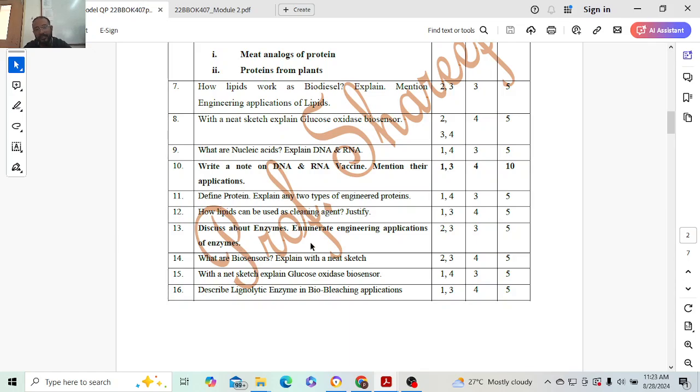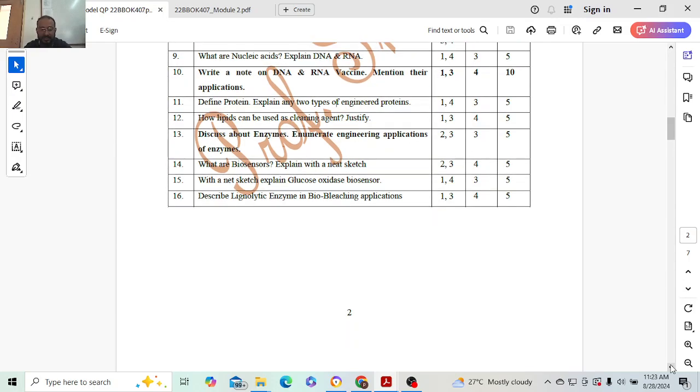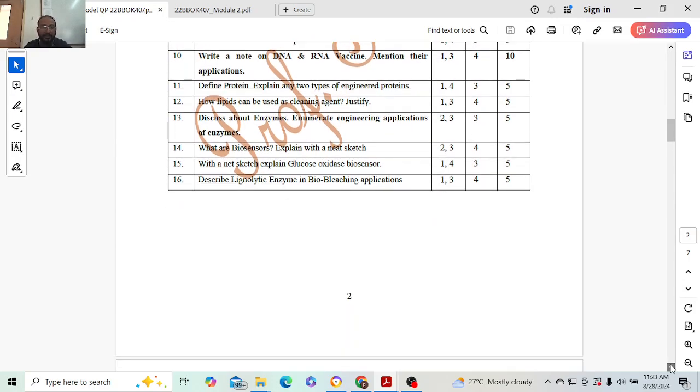Discuss enzymes. Enumerate applications of enzymes. You need to explain what enzymes are, definitions, classifications, everything. 5 marks you will get. Next, what are biosensors? Explain with a neat sketch. Any one biosensor you need to explain. Definition 1 mark. The explanation of the mechanism will carry 1 mark, the diagram will carry 1 mark, and the application will carry another mark.